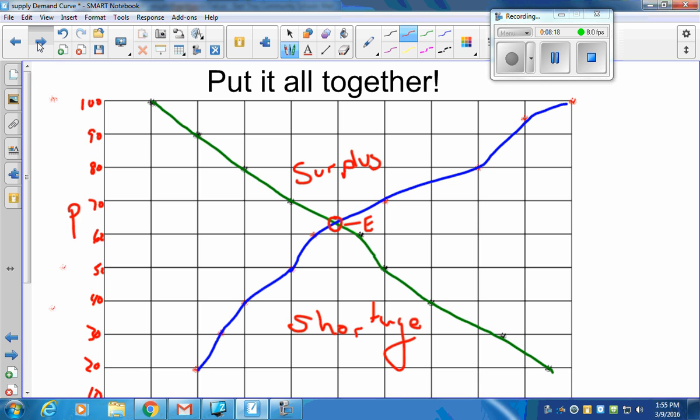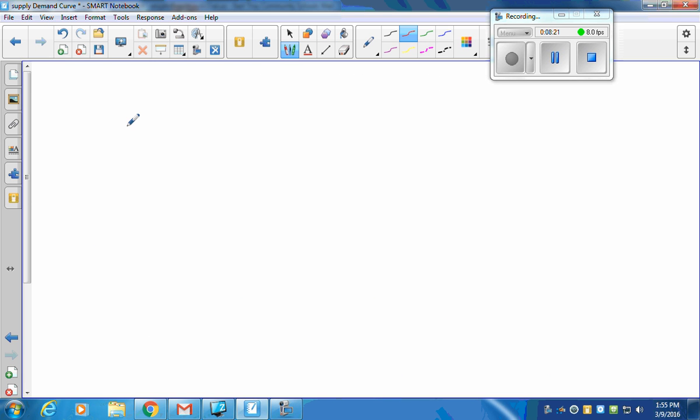Now what you'll be doing in class in the next few days is taking some data that we give you and creating a supply and demand curve, to make sure you can interpret what these look like. All right, that's it for today. We'll be getting to the supply and demand curve soon.